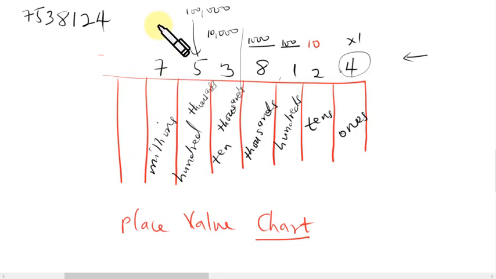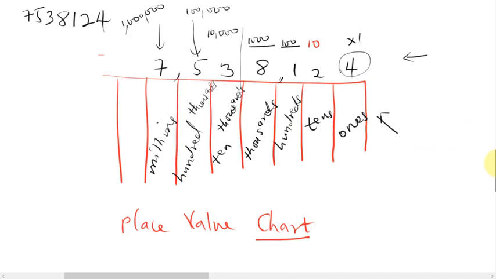So 7, we will have 1, 2, 3, 1, 2, 3. Okay, so that will be millions. So how do you pronounce this number? This number is pronounced as, so let me check it from here, 1, 2, 3, comma, 1, 2, 3, then we have a comma here. So that is 7,538,124. So what you see down here is what we call the place value chart. It helps us to find the place value of the numbers.